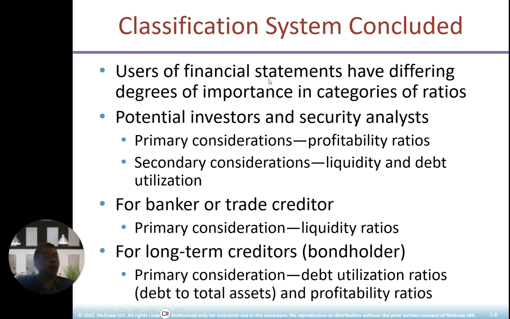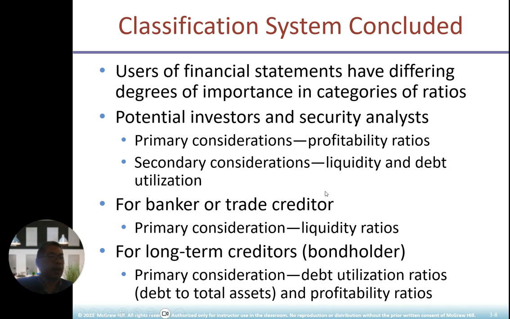Classification system, okay. Users of financial statements give different degrees of importance to each category. For potential investors and security analysts, which is what I did most of the time, the primary consideration will be profitability, and the secondary concerns are liquidity and debt utilization. So every time a company wants to go public and raise funds, what I look for is the profitability ratio. Is this company profitable or not? How does it compare to its peers? Is it good, better, or average? And then I also need to know how its debt utilization is. Is it highly geared, highly leveraged with too much debt, or is it low debt?